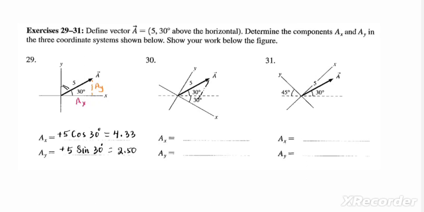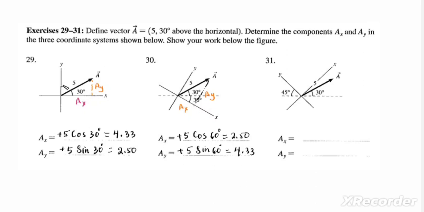For question 30, let's look at this. So this is the x and this is a. If you draw a line like this, you will see that this is our ax and this is our ay. So ax would be 5 cosine 60, and that is positive, and that is about 2.50. And ay is positive 5 sine of 60, which is 4.33.